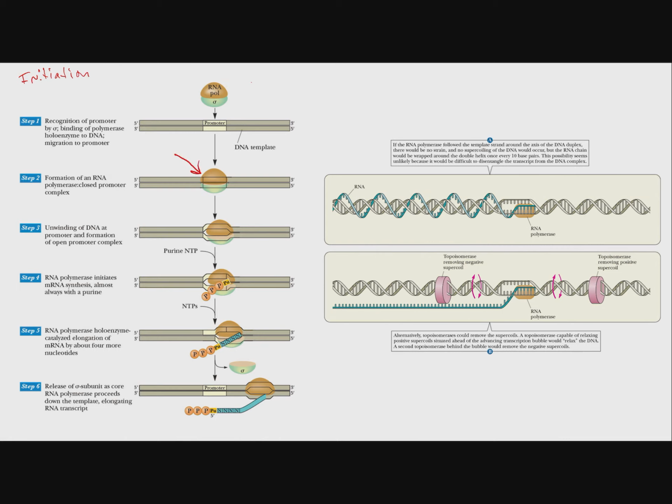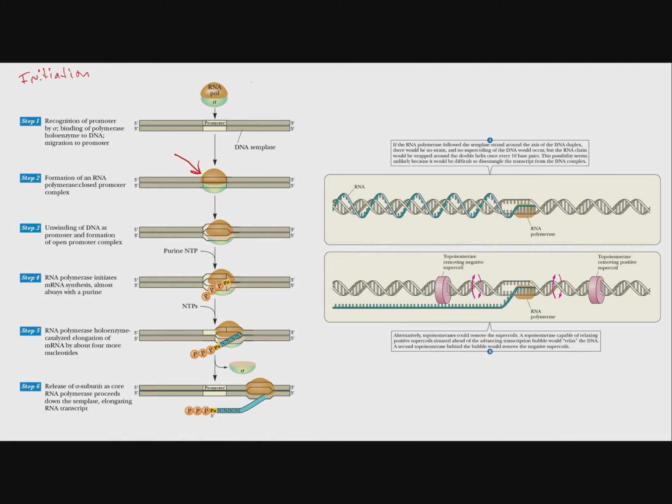Now, the open complex forms. The closed complex is what it's called before transcription. The open complex is what it's called during transcription. Now, there's a shift that happens. So the unwinding of the DNA, we don't have an enzyme here that does this, but this unwinding of the DNA with the binding of these two already here is the open promoter complex.